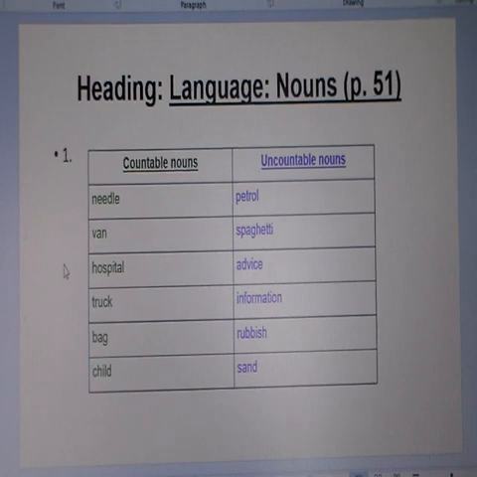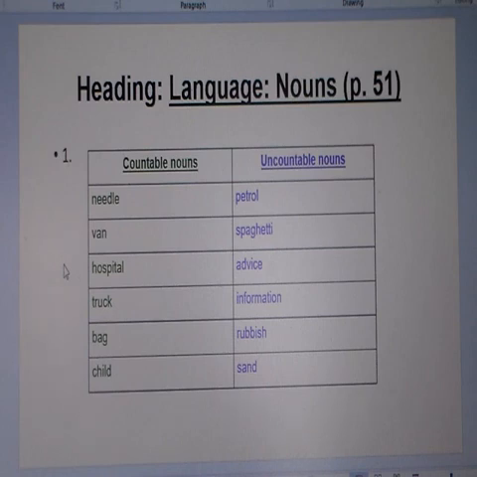A countable noun is something that has a singular and a plural form. You can have 1 needle and 3 needles or 5 needles. You can physically count it. So you had to divide the words they've given you into the different columns, whether it is a countable noun or an uncountable noun, and those are the correct answers. All the countable nouns are highlighted in green for you on the left-hand side: needle, van, hospital, truck, bag, child.